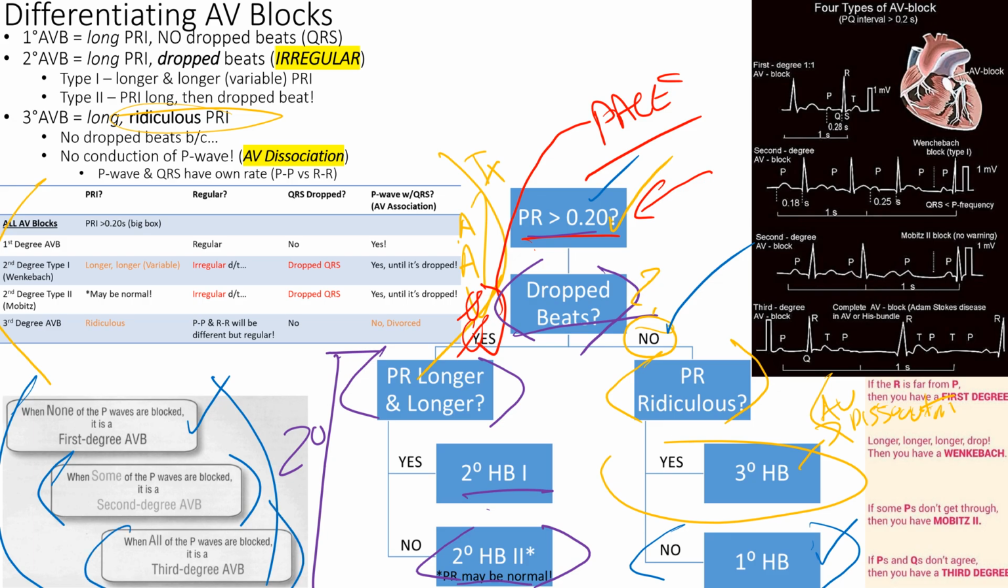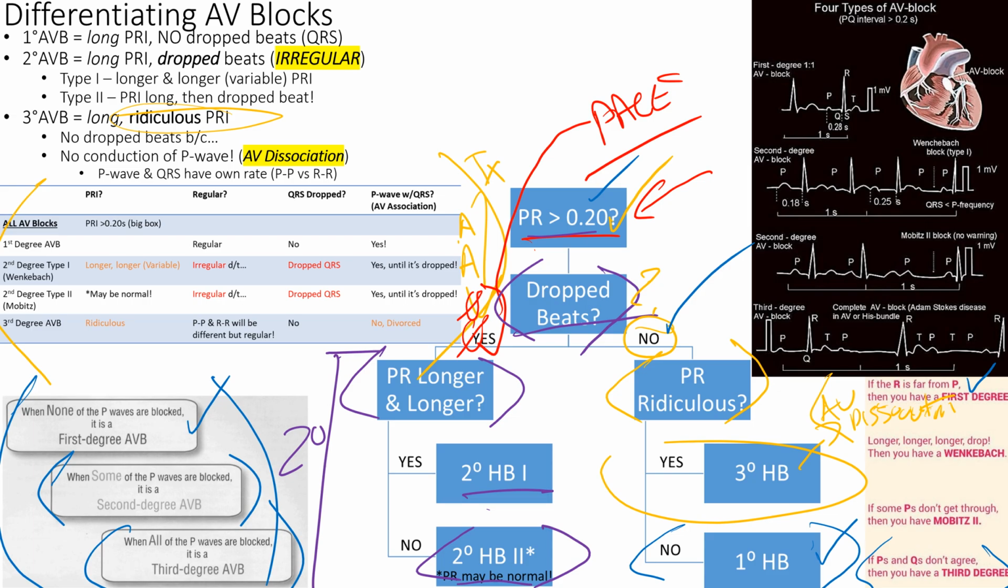But what's the actual poem? If the R is far from the P, then you have a first degree. Longer drop, and it's a Wenckebach. And if some P's don't get through, that's a Mobitz 2. And if P and Q's don't agree, that's a third degree. They are dissociated completely. Okay? So the poem can make sense, but you've got to think about it rationally.